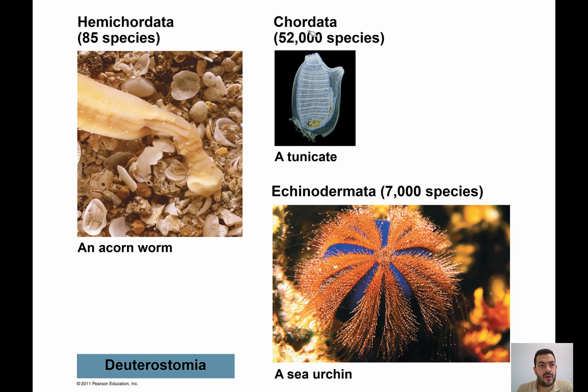Moving on, we will find that we have three divisions within the Deuterostomes. So we have the Hemichordata, the Chordata, and the Echinodermata. And if you count the number of species, you will find that, for example, the arthropods, which we have covered before, contain more species than the Echinodermata and the Chordata combined.